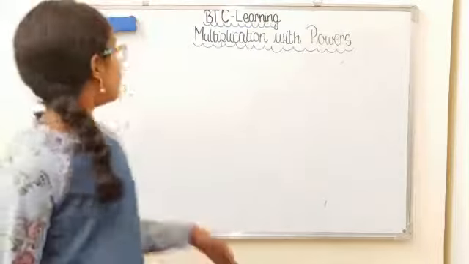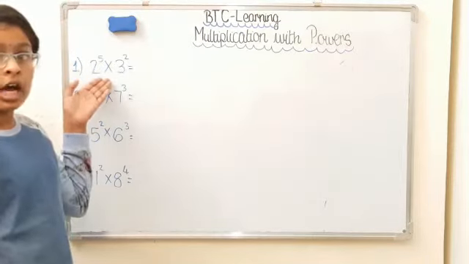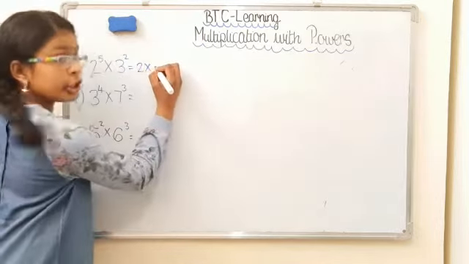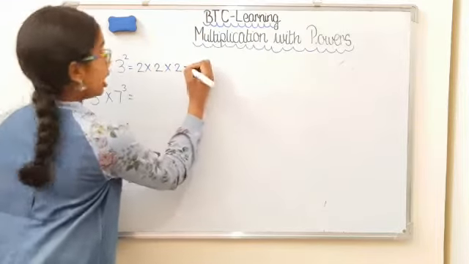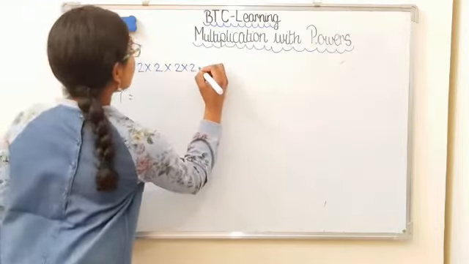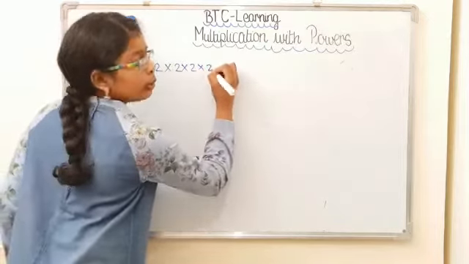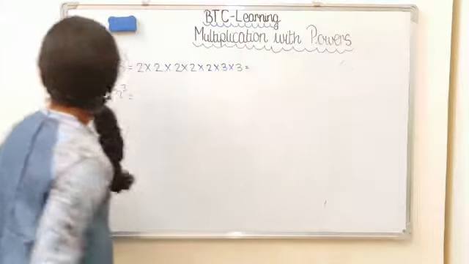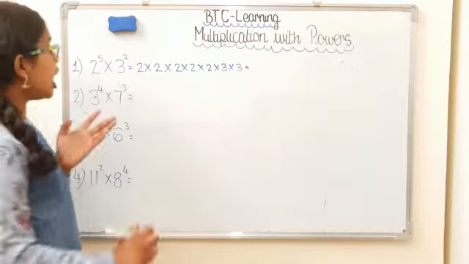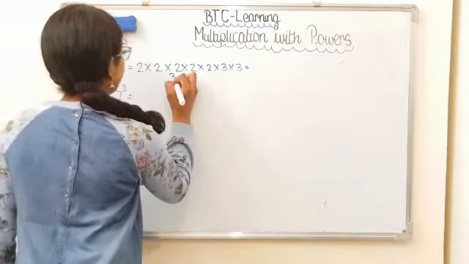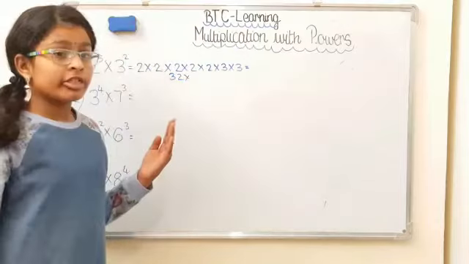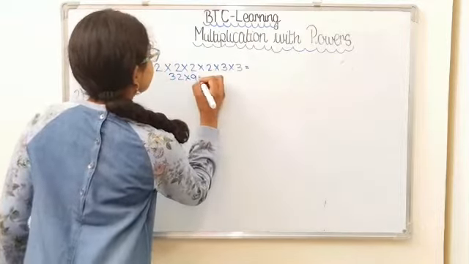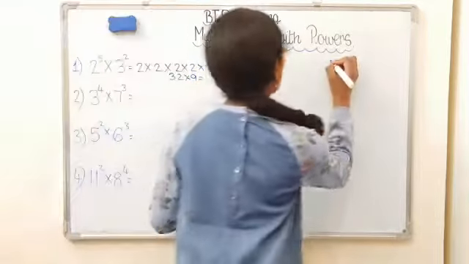So let's start. 2 power 5 times 3 squared equals 2 times 2 times 2 times 2 times 2 times 3 times 3. I know that 2 power 5 equals 32, so I'm going to write it underneath. And I also know that 3 squared equals 9. So now I'm going to do 32 times 9.